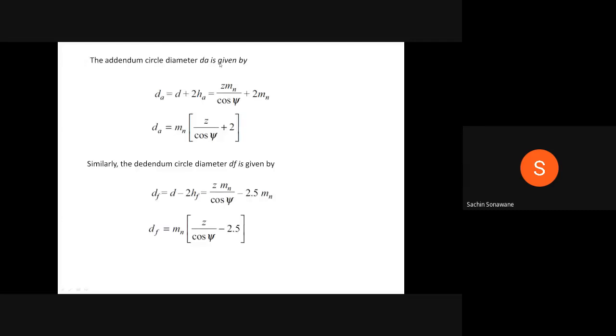The addendum circle diameter dA is given by dA is equal to d plus 2HA, where small d is nothing but pitch circle diameter. Always remember. Which is equal to ZMn divided by cos psi plus 2Mn. Therefore, dA is equal to Mn into bracket Z divided by cos psi plus 2. Similarly, dedendum circle diameter df is given by df is equal to d minus 2hf, which is equal to ZMn divided by cos psi minus 2.5 Mn. Therefore, df is equal to Mn into bracket Z divided by cos psi minus 2.5.